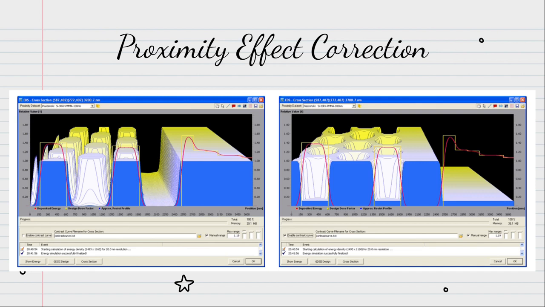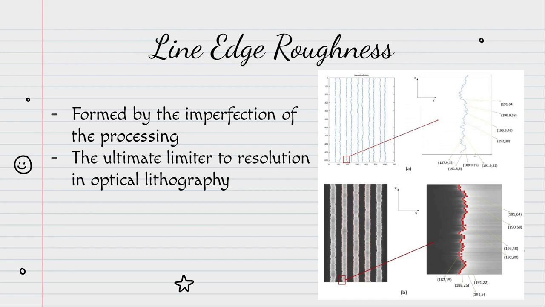Besides the proximity effect, line edge roughness is also a challenge to EBL. Due to the imperfection of the whole process, the electron beam may deviate from our desired positions. This defect becomes more obvious as the size of the pattern becomes smaller, especially when we are drawing lines like the picture on the right. Unfortunately, this phenomenon is very hard to overcome, and it becomes the ultimate limiter to resolution in the case of optical lithography and a serious obstacle to EBL.